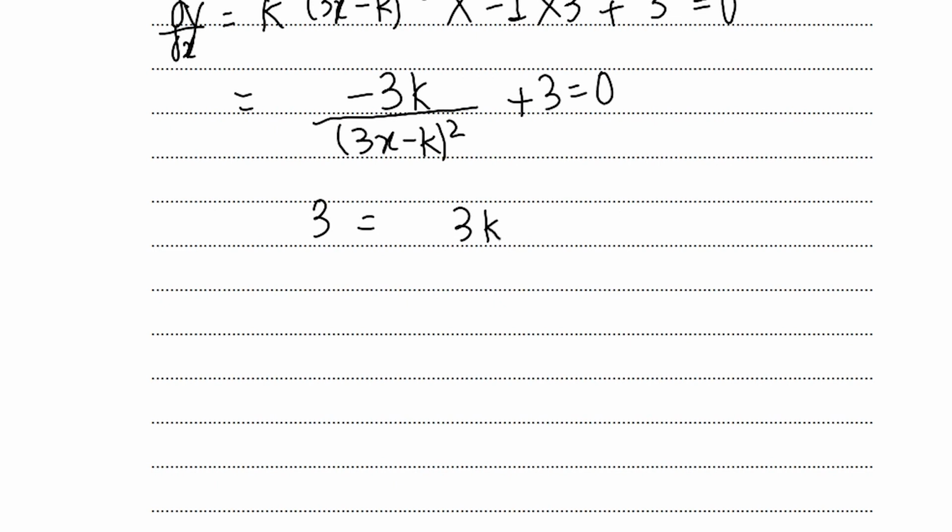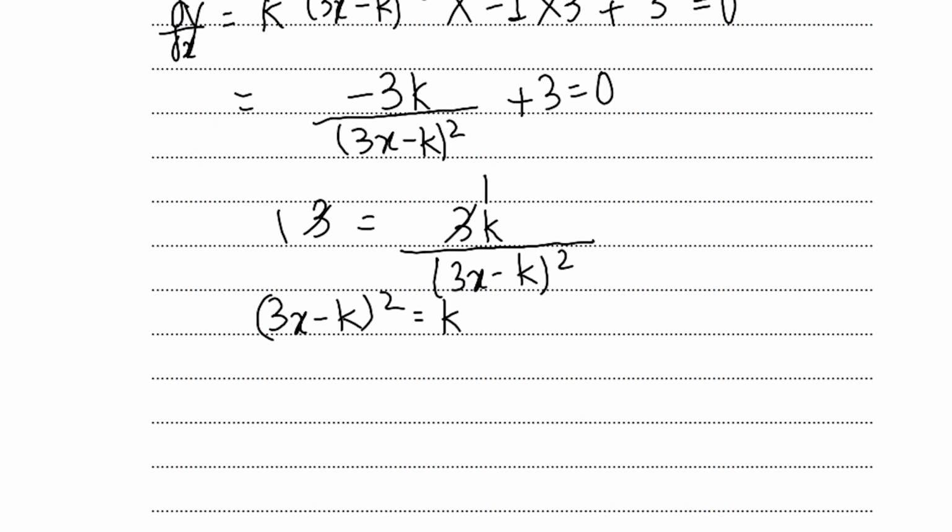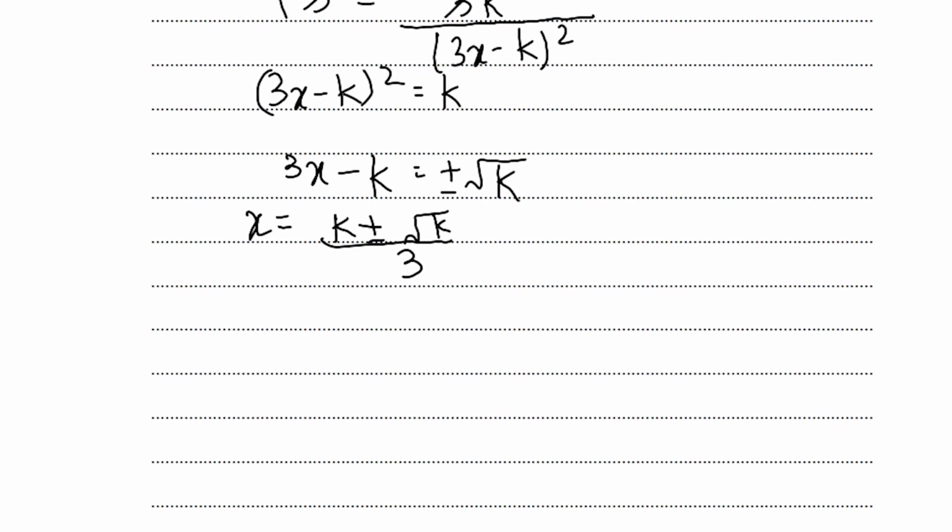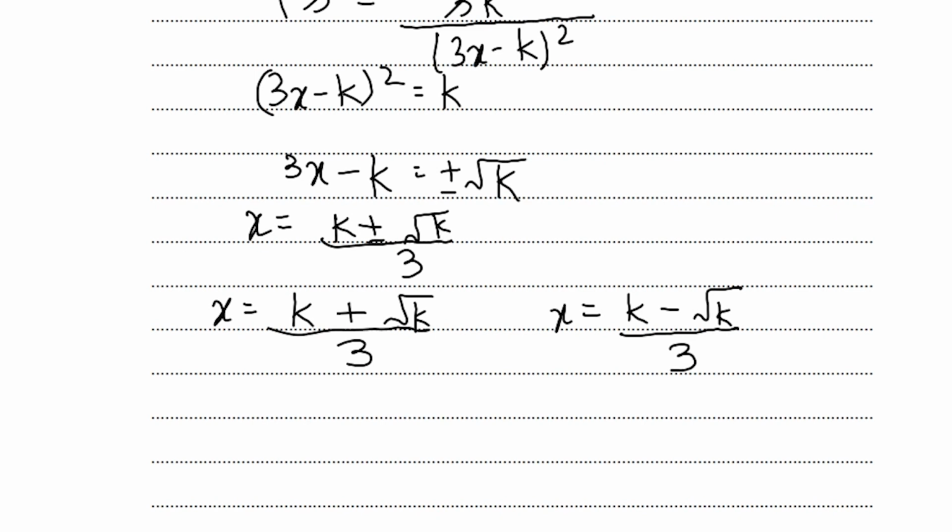Let's solve it. 3 is equal to 3k over (3x minus k) raised to the power 2. We can cancel 3 on both sides, 1 will remain. Then we have (3x minus k) raised to the power 2 is equal to k. If we take square roots on both sides, we get 3x minus k is equal to plus minus root k. Solving for x, we get x is equal to (k plus minus root k) upon 3. So we have two values of x. One value is (k plus root k) upon 3, and the other value is (k minus root k) upon 3.